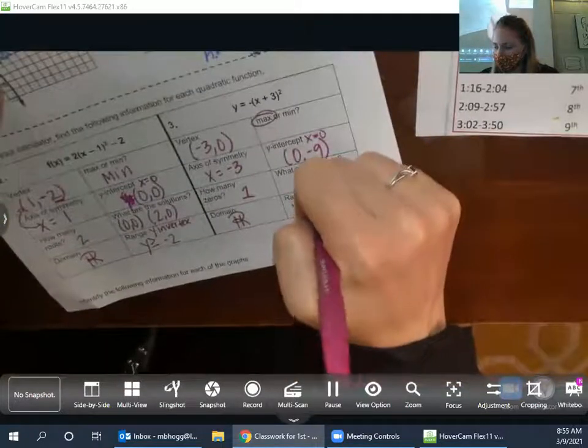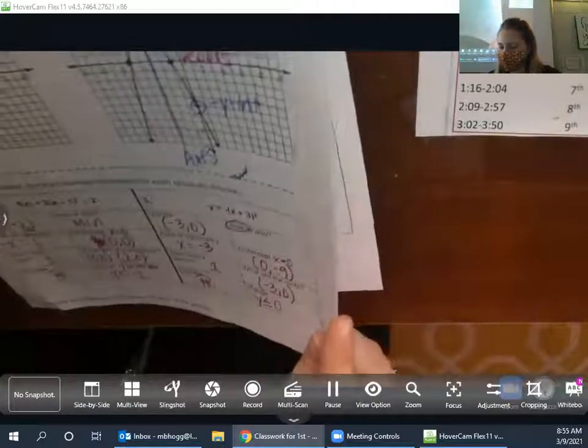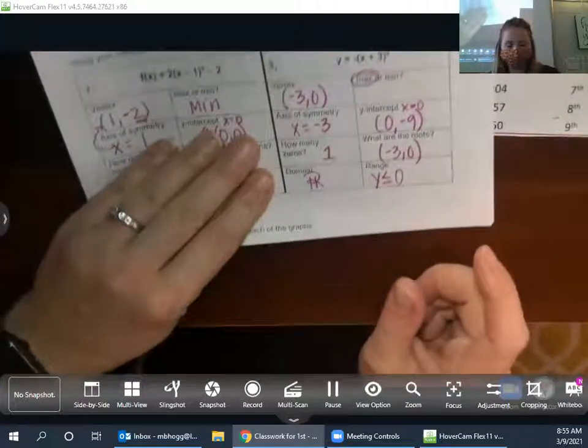Greater than or equal to 0. It goes with the y value in your vertex. I mean, less than or equal to 0. My bad. Sorry. Good point.